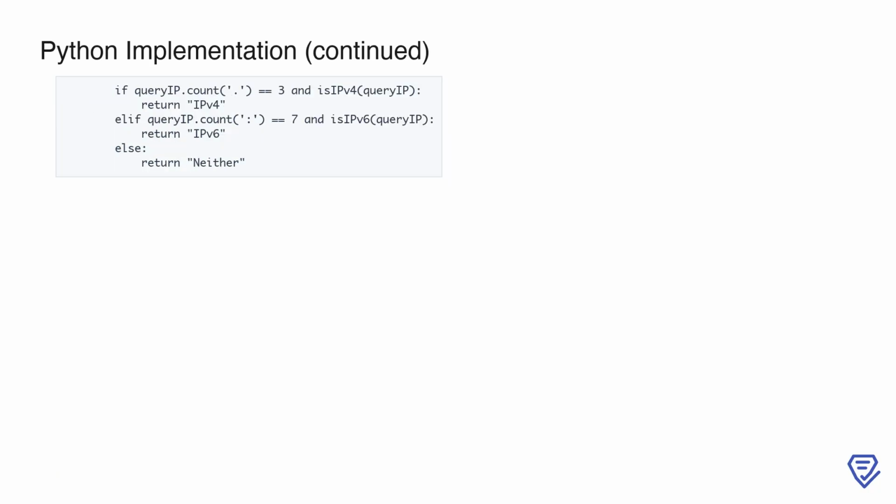Now, we use the helper functions to determine the type of IP address. First, we check if the input contains 3 dots, indicating it could be an IPv4 address. If this condition is true and the isIPv4 function confirms its validity, we return IPv4. Otherwise, we check if the input contains 7 colons, suggesting it could be an IPv6 address. If so, and the isIPv6 function validates the address, we return IPv6. If neither condition is met, meaning the input doesn't conform to the format of an IPv4 or IPv6 address, we return neither. This structure ensures that we thoroughly validate the input against both IP address formats and return the appropriate result.